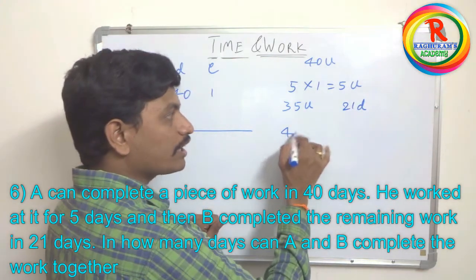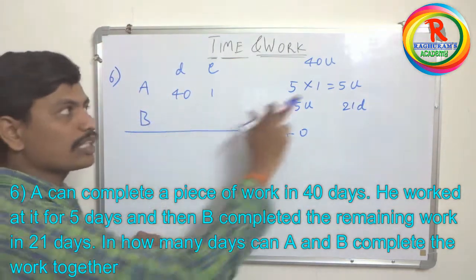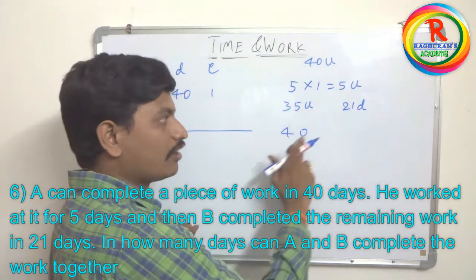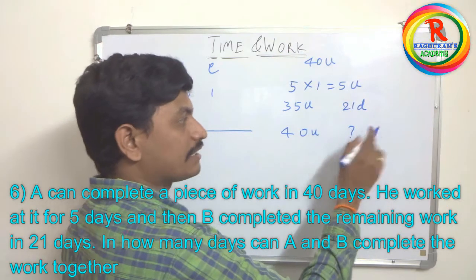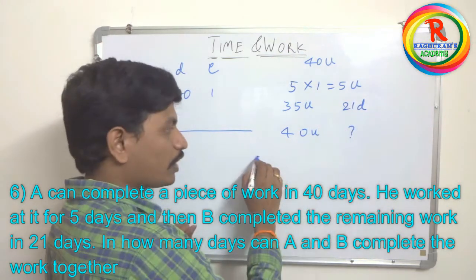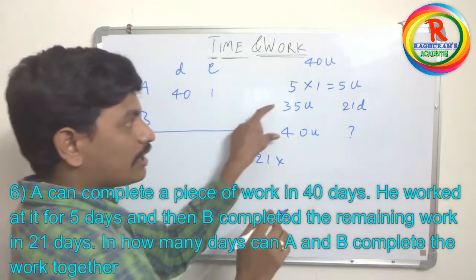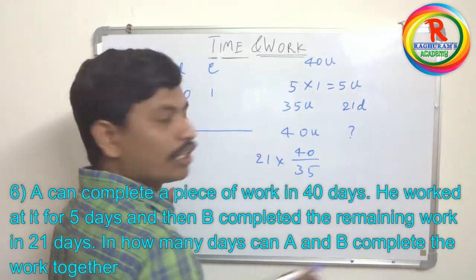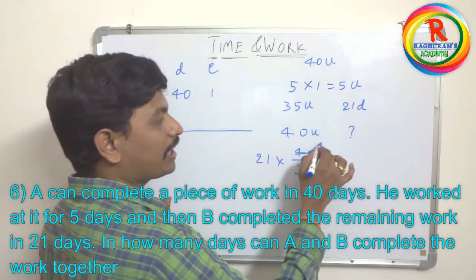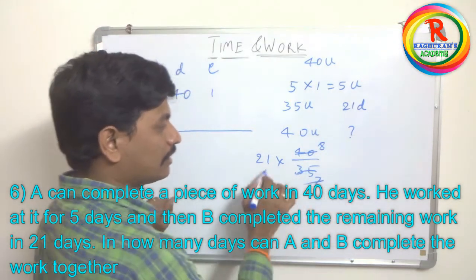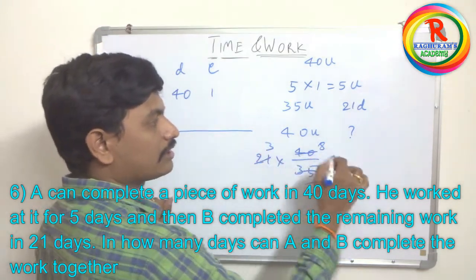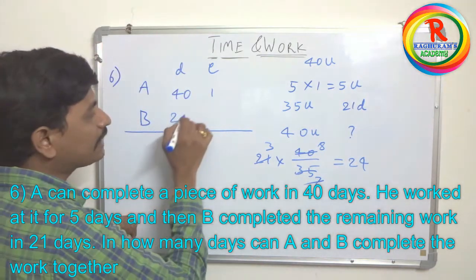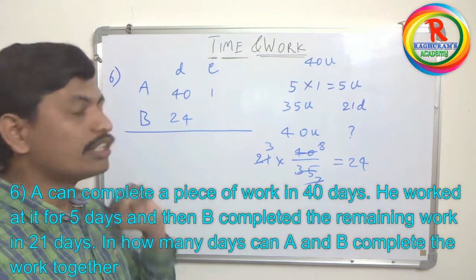So total work he can complete in how many days? Total work means total 40 units. 35 units in 21 days, 40 units in how many days? So question mark upper is what? 21 into reciprocal, that is 40 by 35. What's the cancellation? 5 eights, 5 sevens, 7 threes. 3 eights are 24. So B can complete the total work in 24 days.